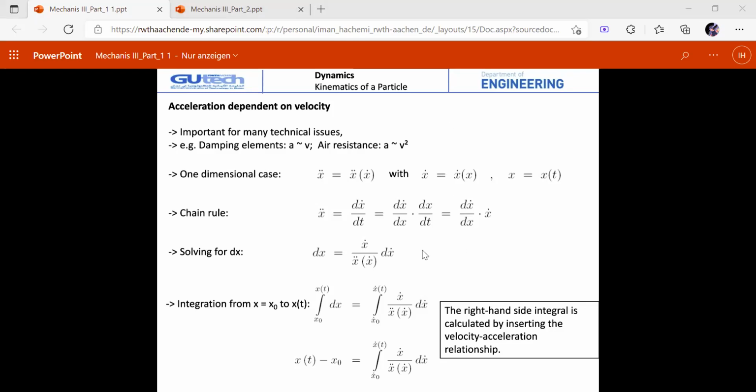Now if we take this integral, we get xt with the bounds minus x0, and here we integrate these terms. If we know the relationship between the acceleration and the velocity, we can integrate the right-hand side of this relationship.